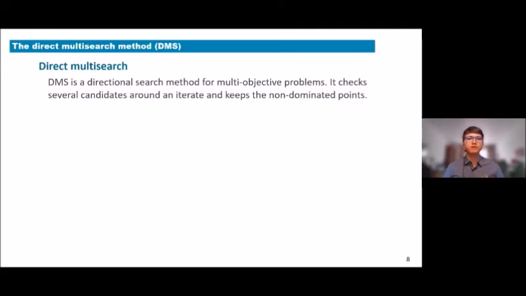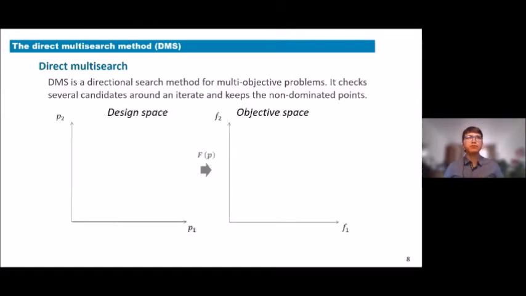So what it does is it generates new candidate designs by looking along different directions from the current iterate. And of course, it keeps the non-dominated points in the list. So as an example, let's say we have a two-dimensional design space, two-dimensional objective space, and these two are linked via the performance map. So we have a current iterate, the blue dot. And what DMS will do is it looks along different directions, let's say up, down, left, and right, to see if there's any changes in the design.